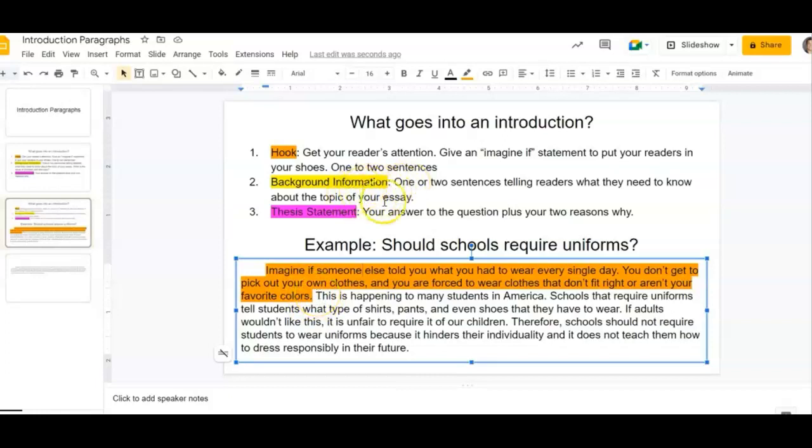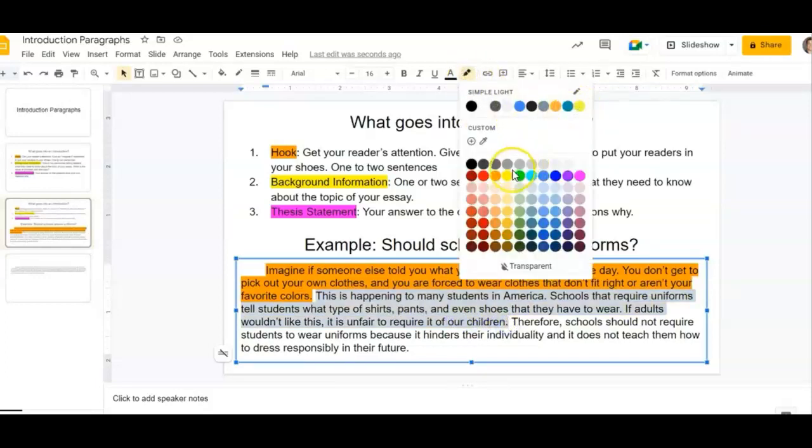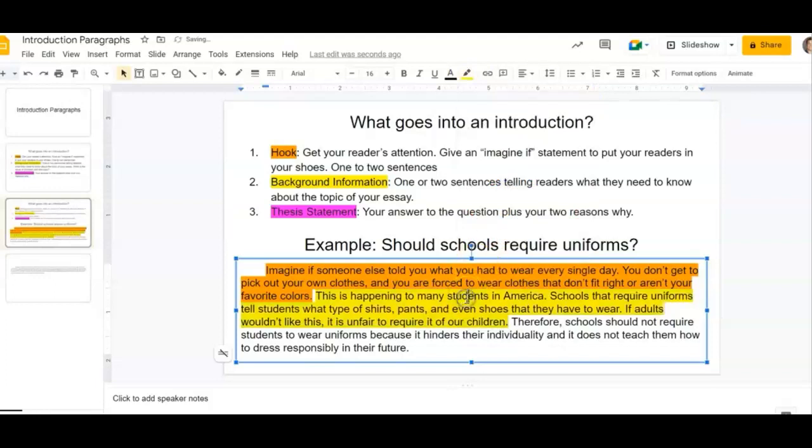And then I need background information. Okay, so make the connection. Why am I saying this imagine if statement? And how does that connect to what I'm going to be arguing? Well, here's the background. This is happening to many students in America. Schools that require uniforms tell students, so I'm telling what uniforms are, and then I start leading into my argument. This is my background information.